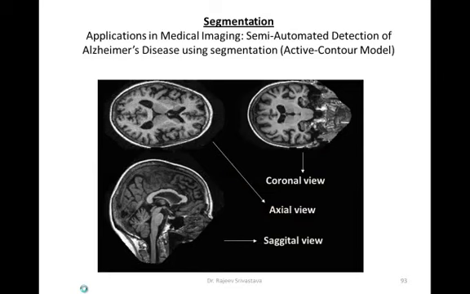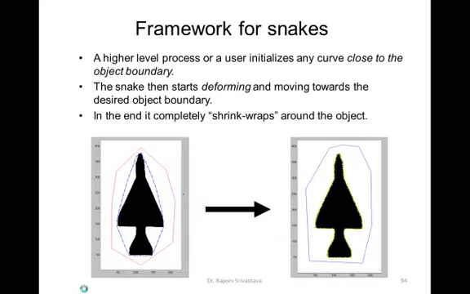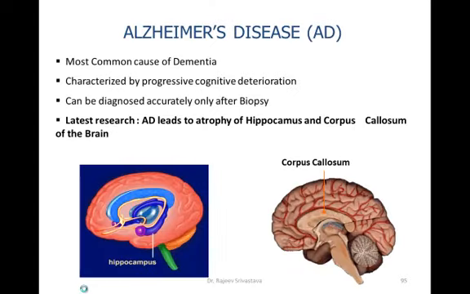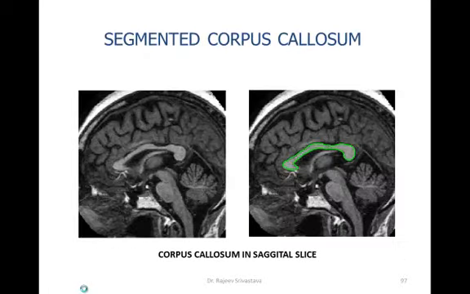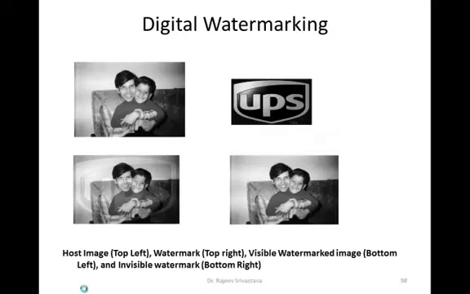Segmentation. Applications in medical imaging. Semi-automated detection of Alzheimer's disease using segmentation. The active contour model of snakes, proposed by Kass, can be used to segment a portion of an image, shown in a framework for snakes. Alzheimer's disease description. Segmented hippocampus shown in green. Segmented corpus callosum shown in red.